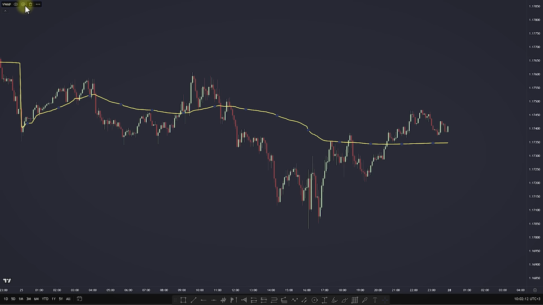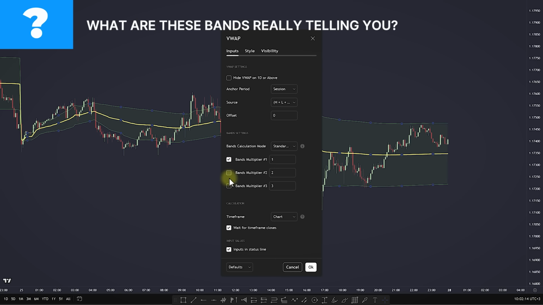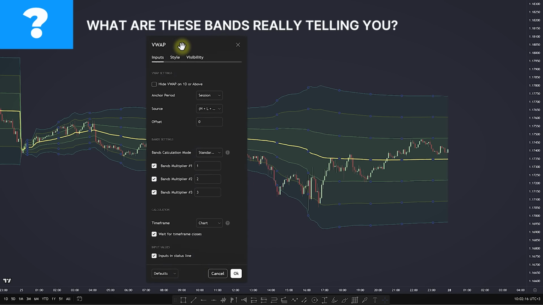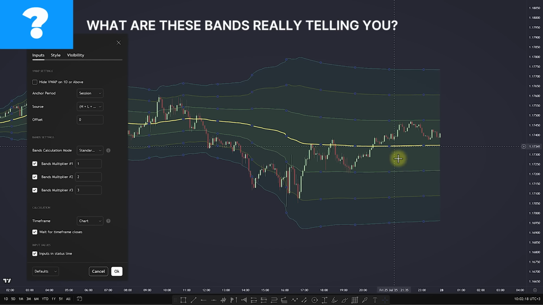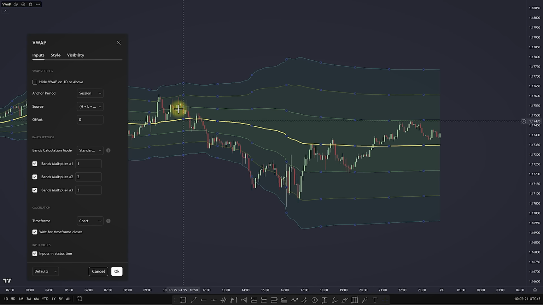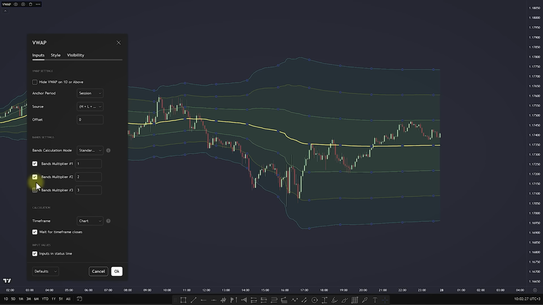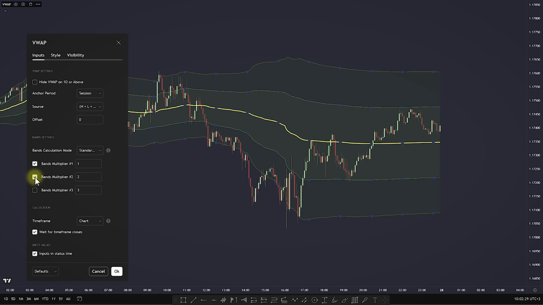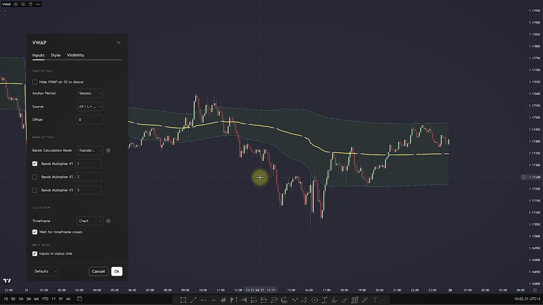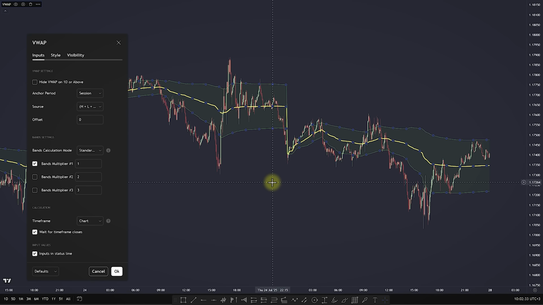Look at this chart. See these bands around VWAP? Most traders have no idea what they're actually looking at. These are standard deviation bands, and they're showing you mathematical probability in real time. The statistical boundaries of normal price action. When price hits these bands, specific probability plays emerge.